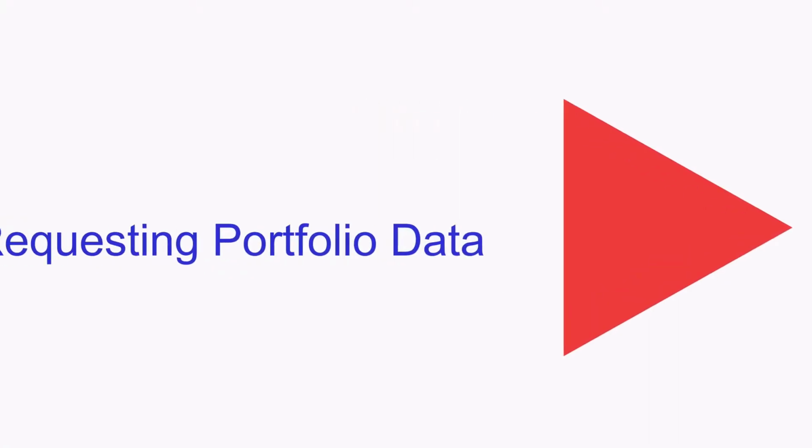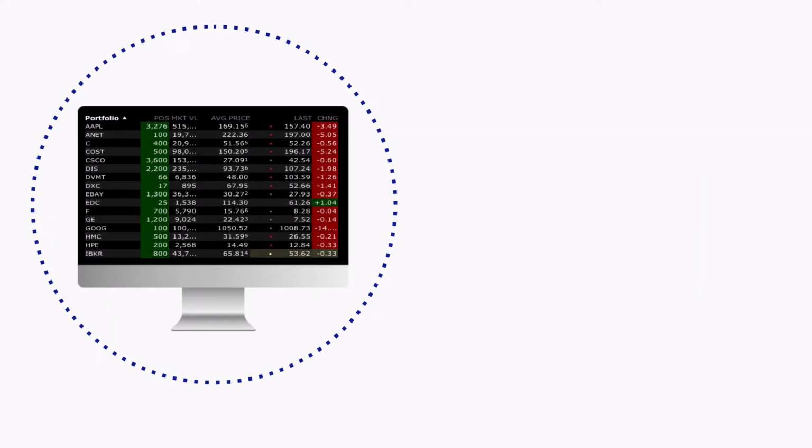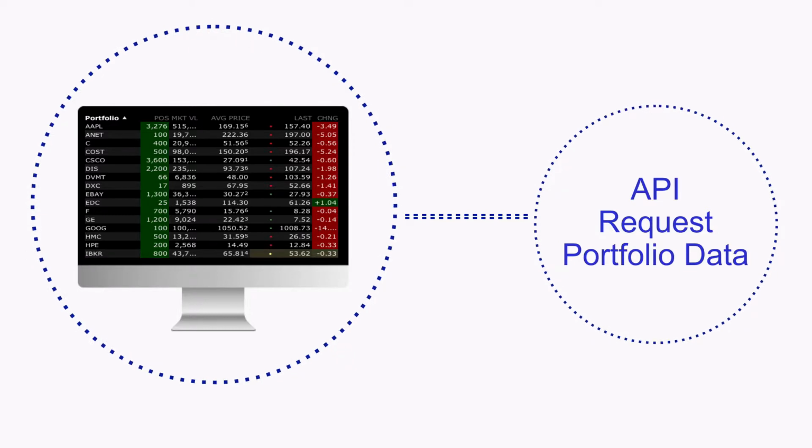Next, we'll discuss how to receive portfolio data in the API. So a common task of an API program is to receive real-time information about the current portfolio which the user has access to.